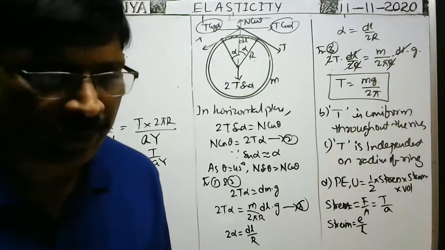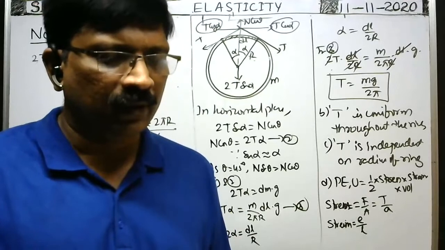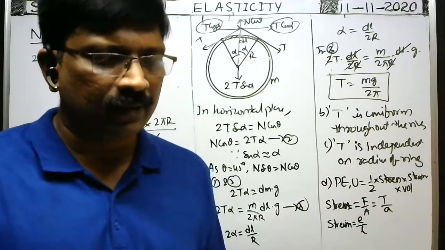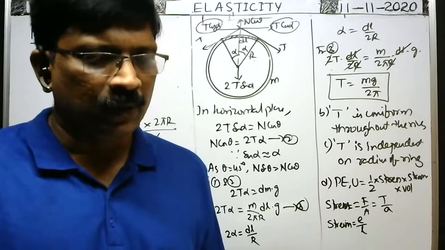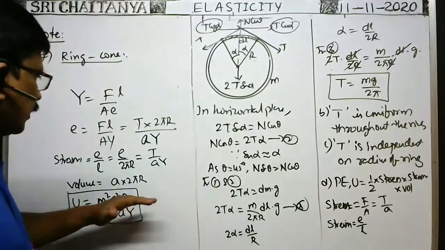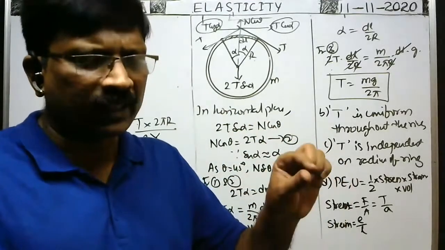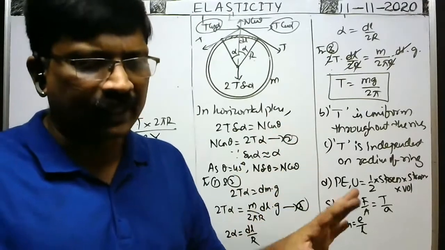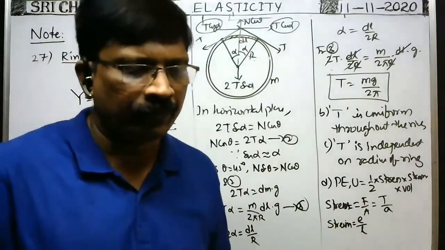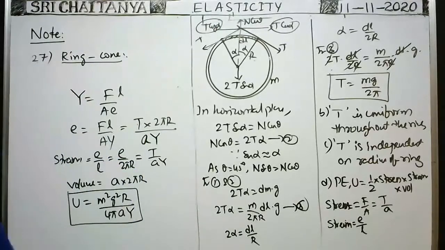Okay, last. Can we spend 5 minutes? So this is the formula for potential, no, not for this, potential energy stored in the wire. I want to derive that. Just for 3 minutes, I can explain. Okay. Now, strain energy or potential energy stored in the wire.